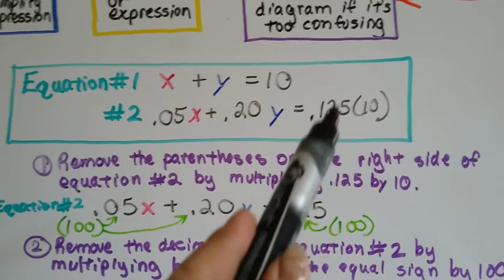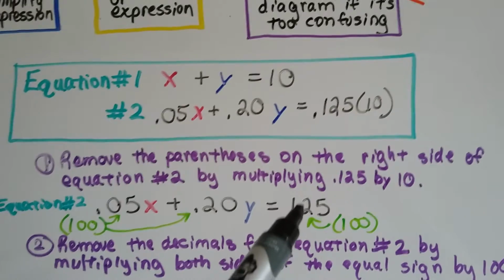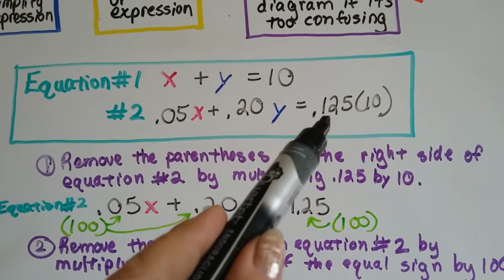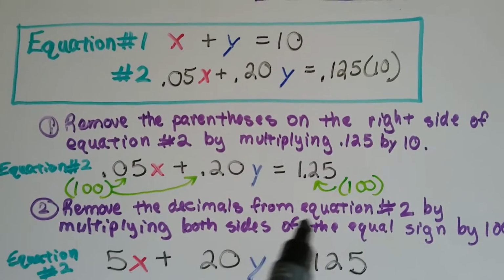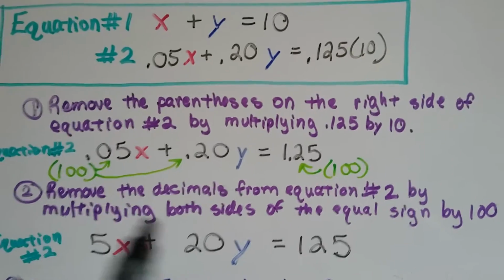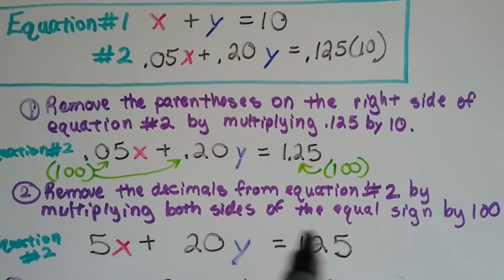So we do this multiplication right here, and we end up with 1.25 because it moved the decimal place 1 point over behind the 1. Now we need to remove the decimals from equation 2 by multiplying both sides of the equal sign by 100.